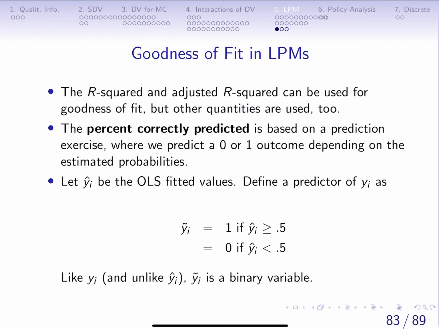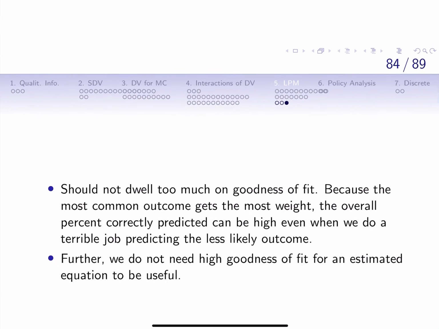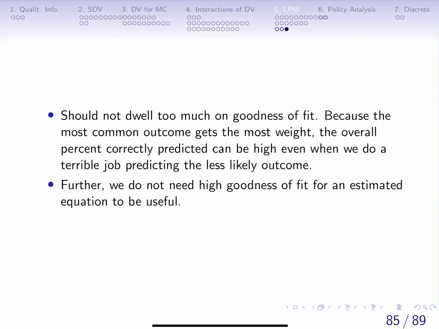Now, we still use the same R squared and adjusted R squared to test goodness of fit. I just want you to know that you shouldn't get too hung up on the goodness of fit, but just focus on capturing the partial effects that you're interested in when dealing with binary variables. Okay.